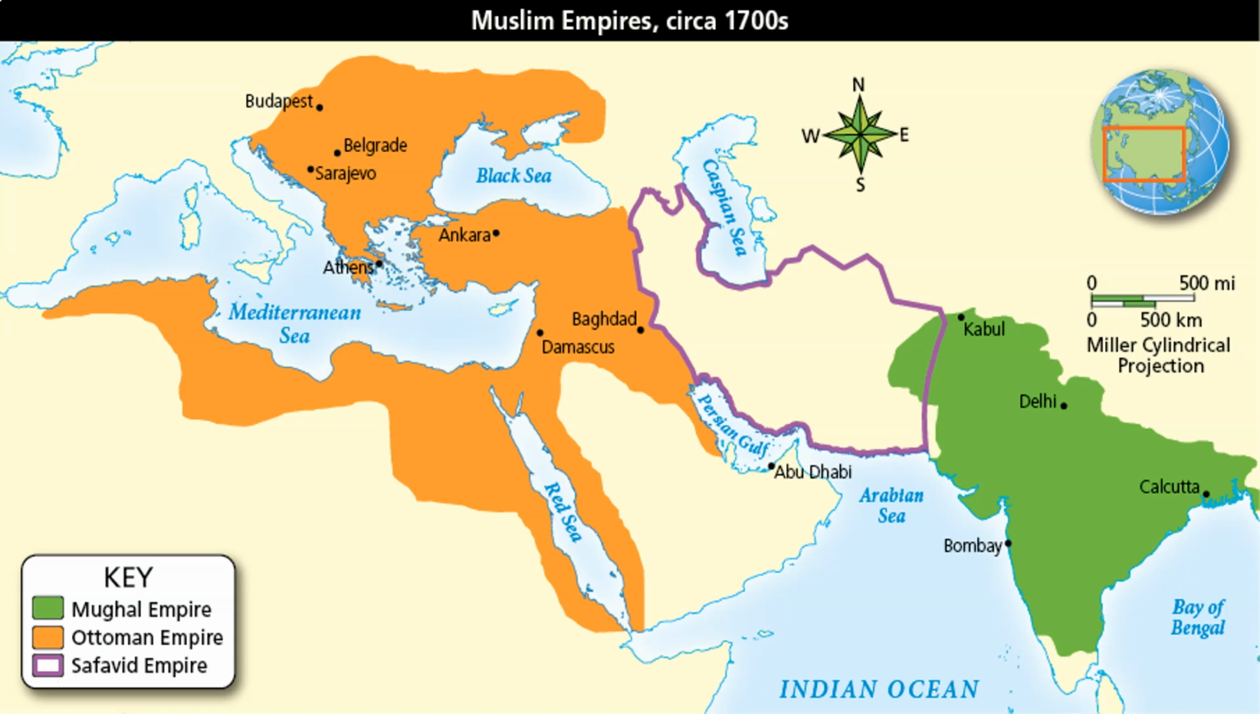So looking at the map again, these are, in this section and the next section, the three Muslim empires we'll be talking about. So in the orange, the Ottoman Empire, the Mughal Empire in India, and in the purple, the region of Persia or the Safavid Empire.